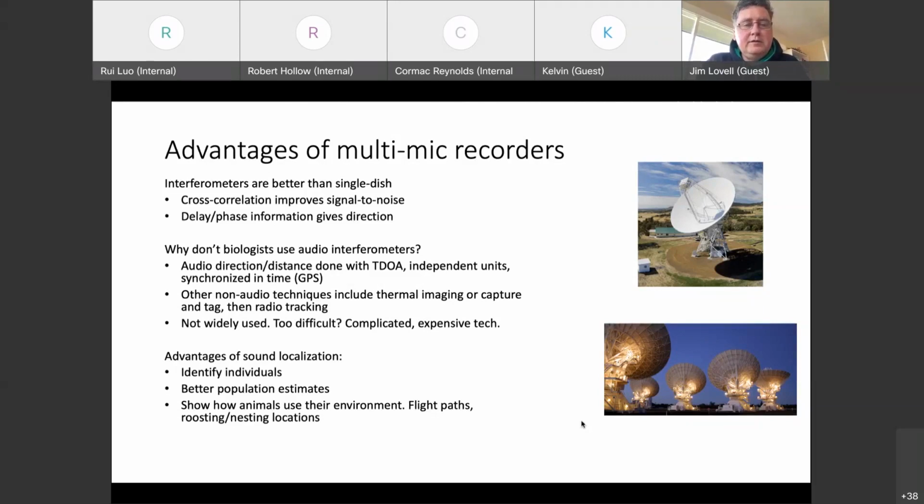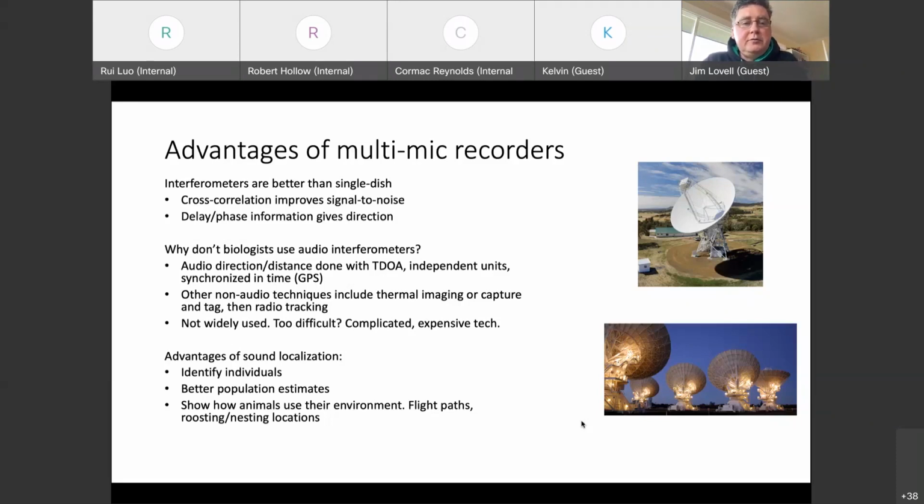It's an interesting question. If you want to get a direction or a distance, then what has been done and continues to be done is time delay of arrival, TDOA, observations. So you have independent single microphone recorders at known separations, and you have to synchronize them in time, and you have to be very precise with that, and that's a little bit tricky, but it's possible. And so you synchronize them all in time, you record those time series independently, and later you post-process them and measure the delays and reconstruct where the sound's coming from.